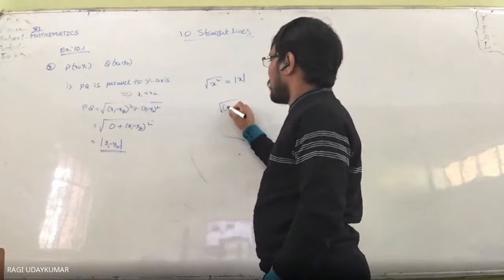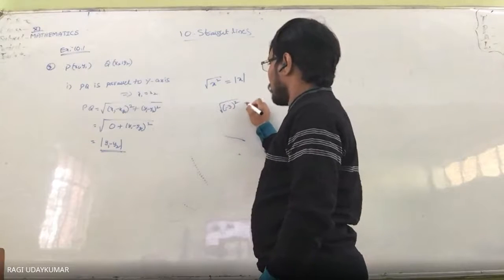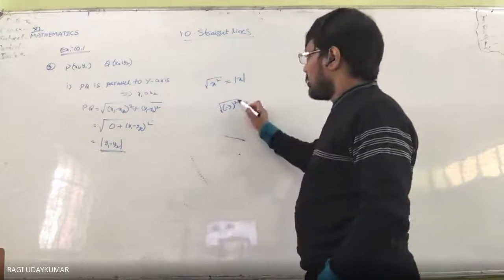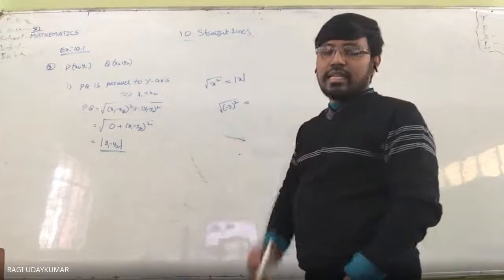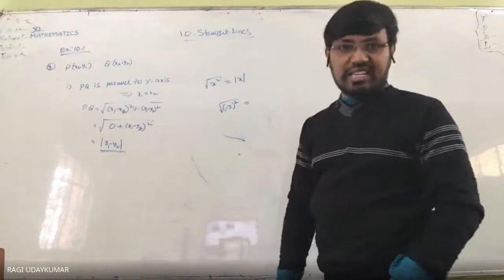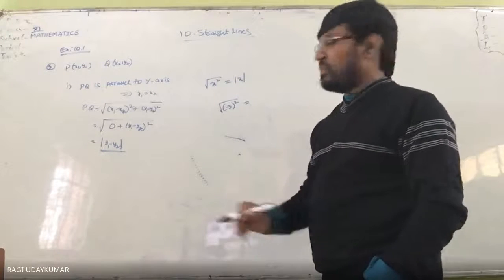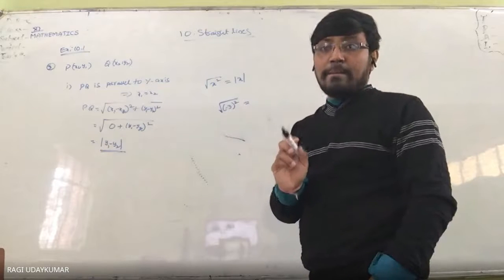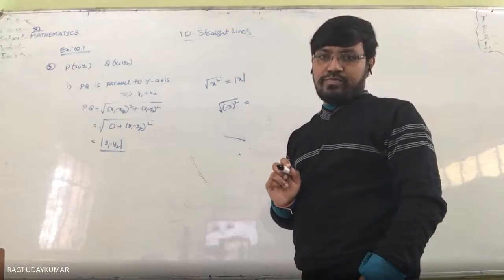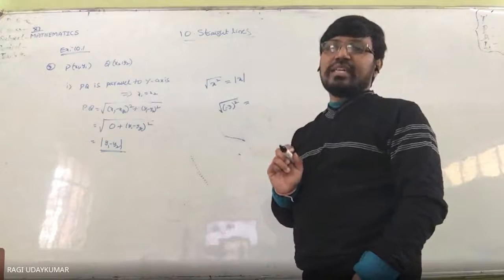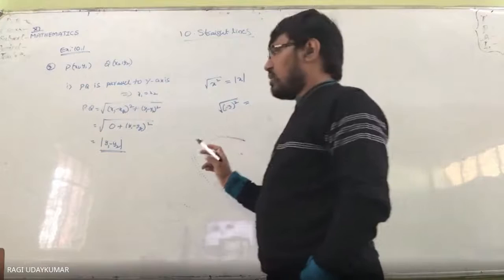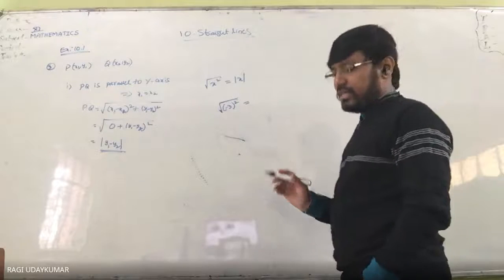Suppose I am asking what is the value here, most of the students will do that. Square and square root will get cancelled and the answer is minus 3. No, because the square root symbol itself says that it is the positive square root. Its symbol itself says that positive square root.